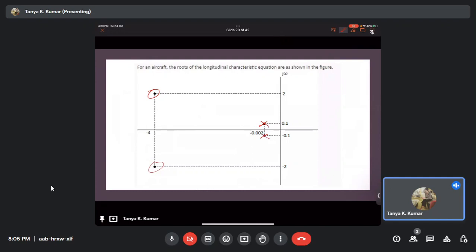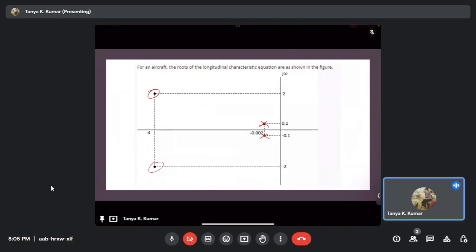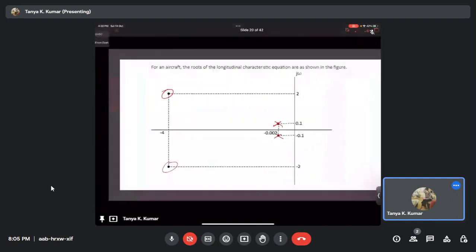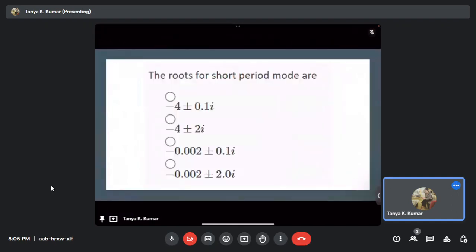Are the circled ones the short period roots, or are the crossed ones the short period roots? The one with the larger magnitude of real part is the short period. So which one is it? The circled ones, right? The circled ones. So those are minus 4 plus or minus 2i.